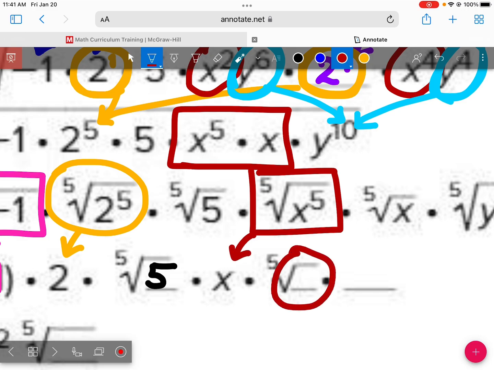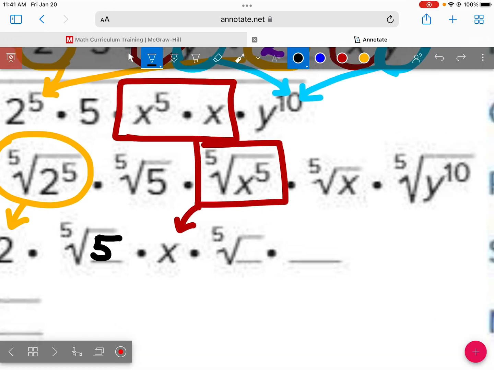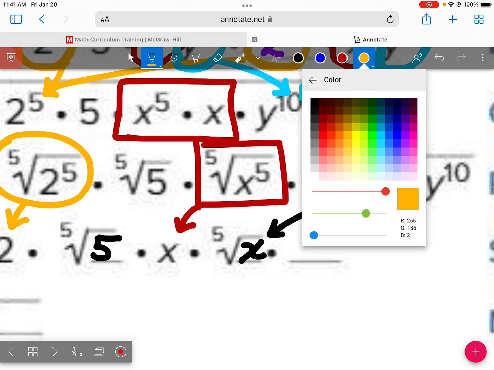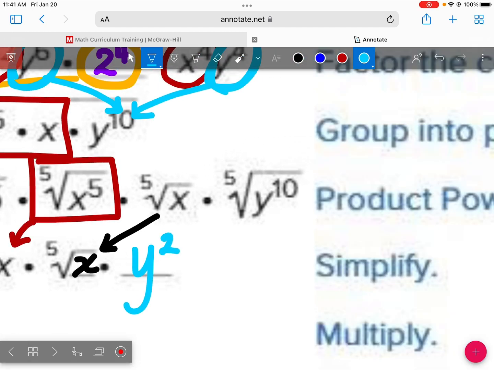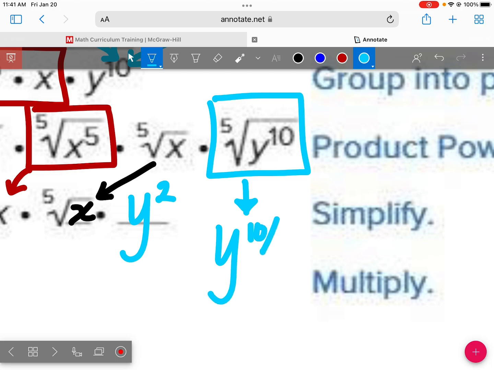What should I put as the radicand for this next one? X. Bringing this piece down. What is the next one? What goes on this blank line here? Y squared. Tell me how you got y squared. This guy right here, we divide the exponent, 10, by the index. That's how we got the squared right there.